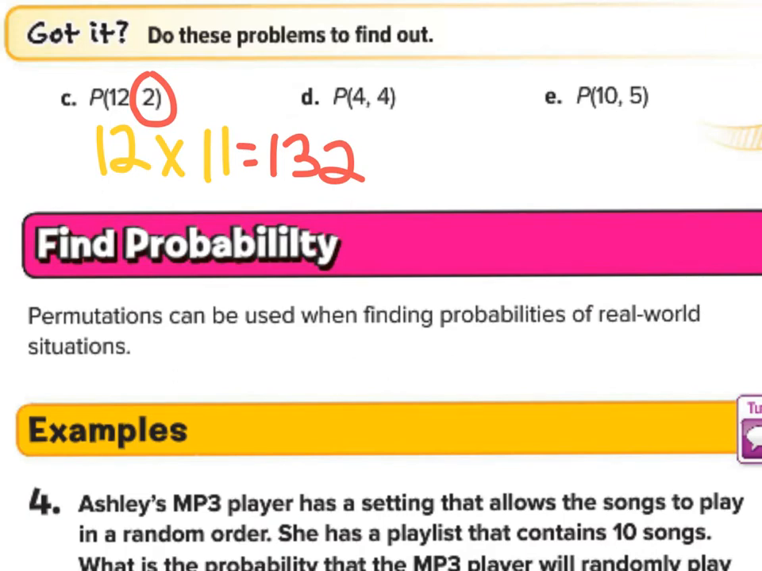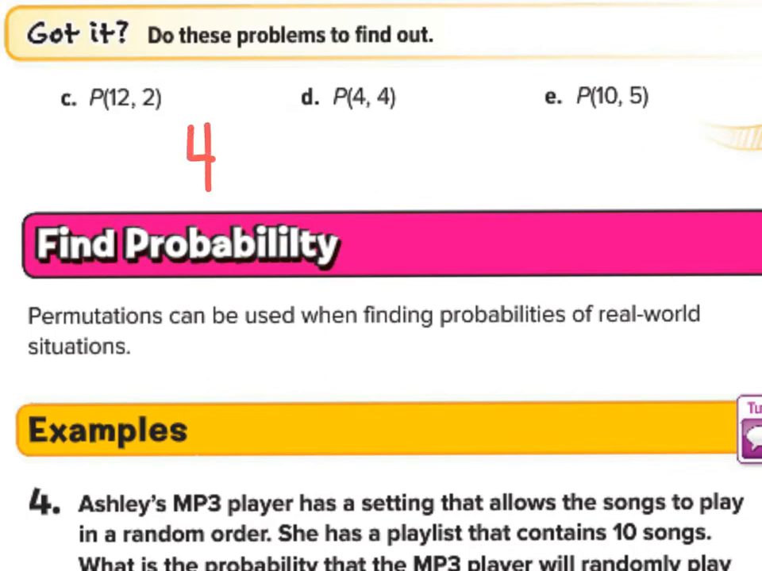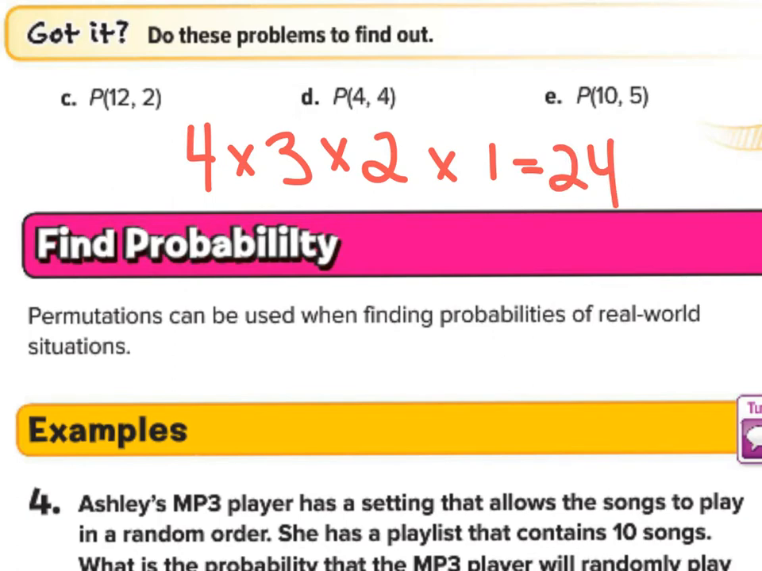The combination, sorry. Now, here we have, for example, on D, 4 different choices, okay, and we want to know the top 4. So we just take from 4. After I have 4, I only have 3 choices, and then I have another choice, so 2, and then finally 1. Okay, so we need all 4 of them. 4 times 3 is 12, 12 times 2 is 24, and 24 times 1 is 24. So we have 24 different permutations.